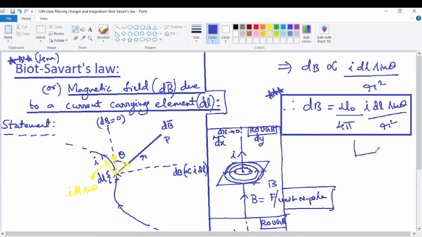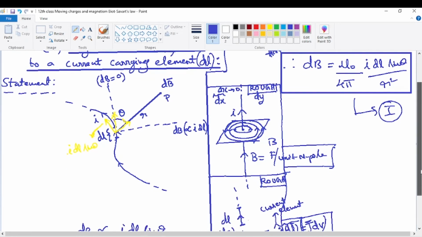So this is the first basic form of the Biot-Savart's law. Whatever things we are seeing here are simple. Nowhere any complication is there. Now just see here. Now the page, the time of this particular diagram, try to remember.